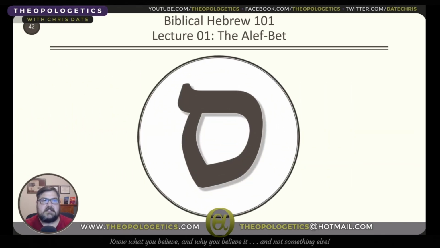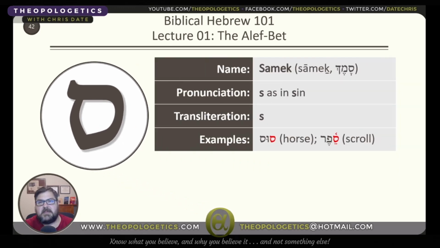The next consonant in the Alef-Bet is samech. The samech makes the sound of the English letter S in the word sin, or in the word sat, or in the word so, and it is therefore transliterated into English using the English letter S. And examples of Hebrew words that begin with samech include sus, meaning horse, and sefer, meaning scroll or book.